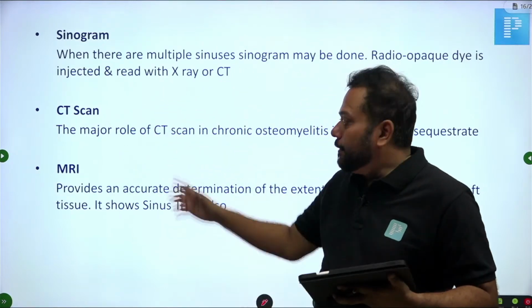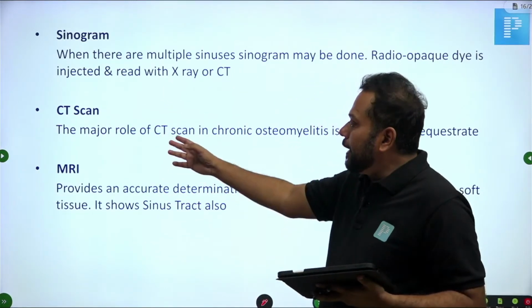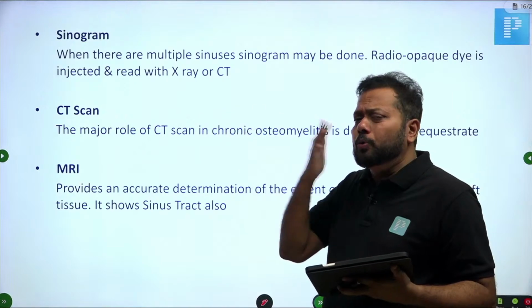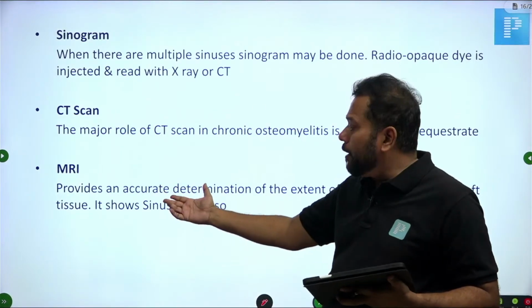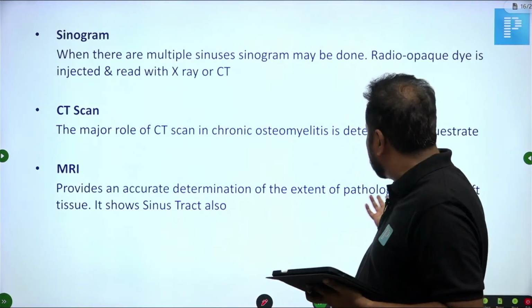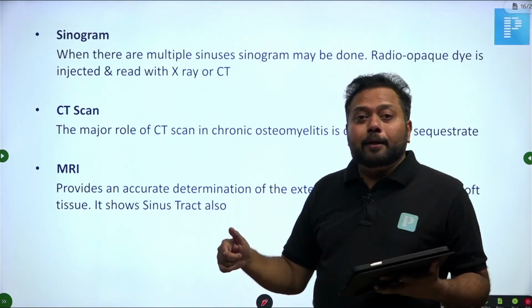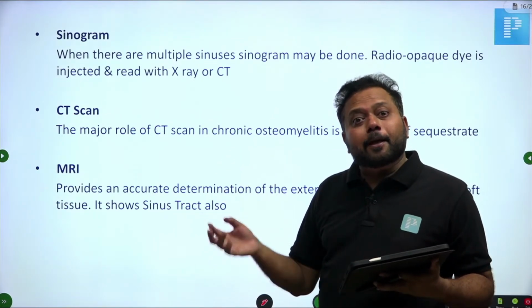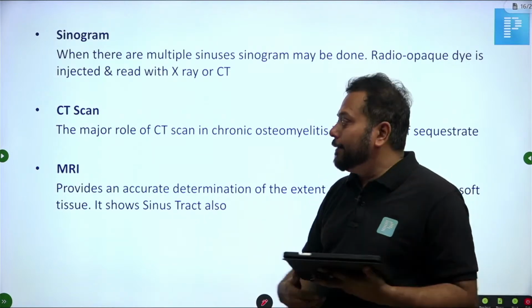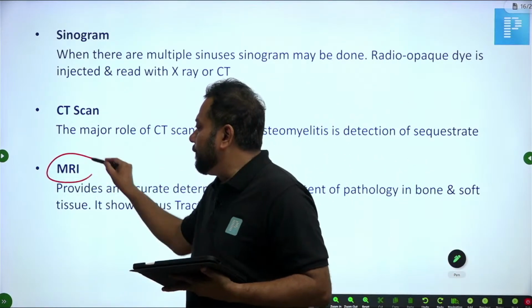Then comes CT scan. CT scan is just superior to your X-ray, that's all. MRI provides an accurate determination of the extent of pathology in bone and soft tissue. It shows the sinus tract also. It is not an invasive investigation, but MRI shows you the sinus tract also. In that way, MRI is a superior investigation.